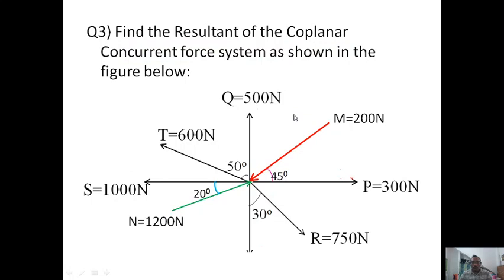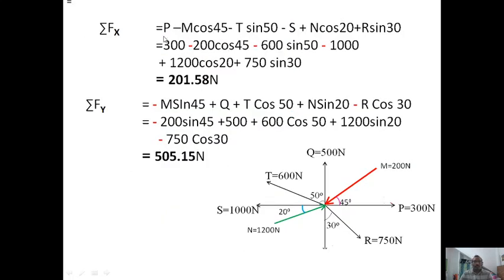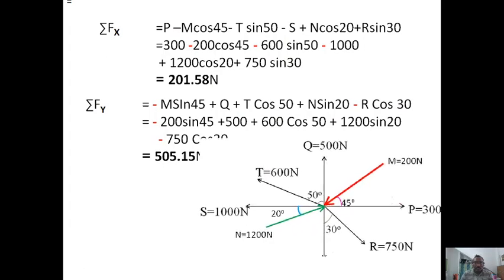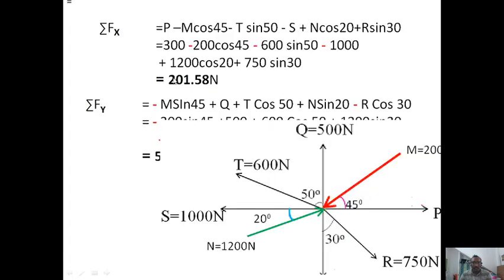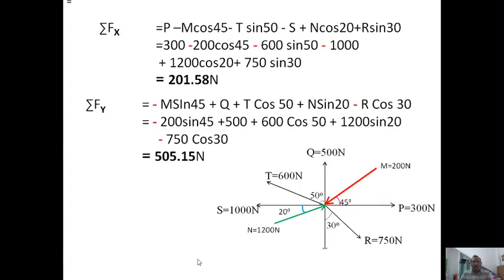Now going to the solution. So we have to find sigma Fx and sigma Fy, because our R is equal to the square root of sigma Fx squared plus sigma Fy squared. Hence, we need to find sigma Fx and sigma Fy. Right? Using this diagram, what is the problem given, right?